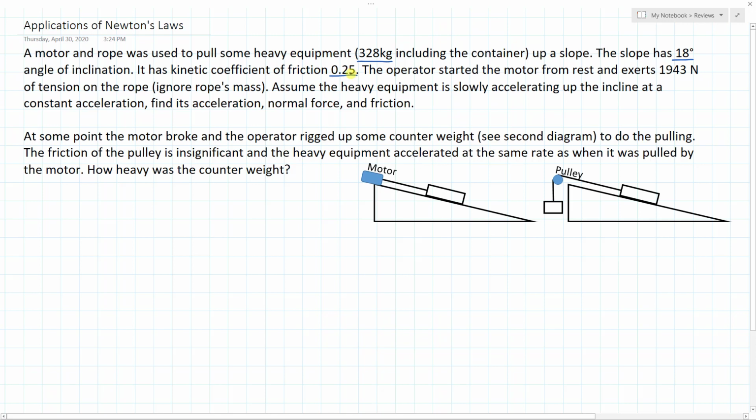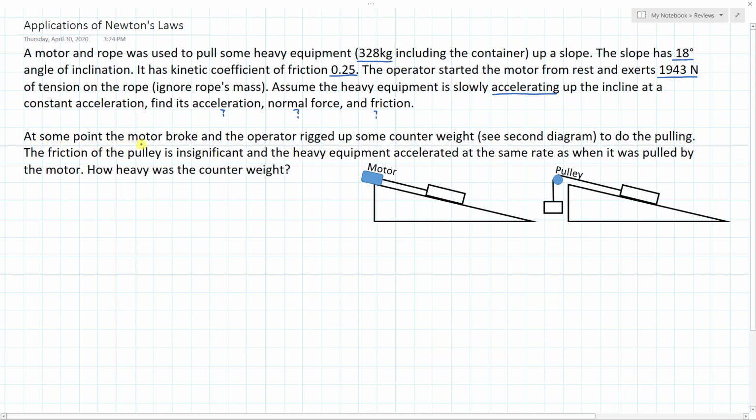The operator started the motor from rest and exerts 1943 newtons of tension on the cable, on the rope. Ignore the rope's mass. Assume the heavy equipment is slowly accelerating. Okay, so we know it's accelerating up the inclined plane at a constant acceleration. So find the acceleration, find the normal force, find the friction. So that's part one. And let's take a look at part two.